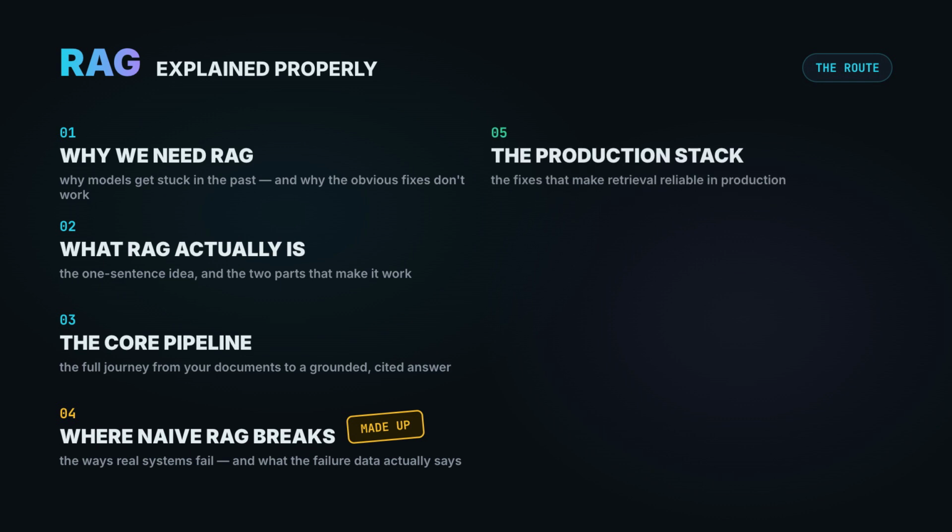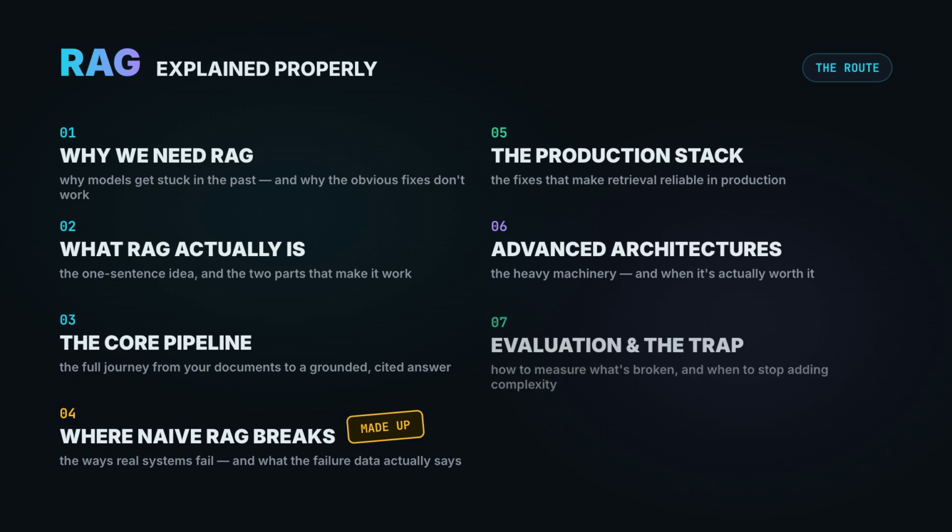Chapter 5. The fixes that make up today's production standard. Chapter 6. The advanced stuff, graphs, agents, multimodal routing. And Chapter 7. How to measure any of this, and the trap almost everyone falls into. Let's go.